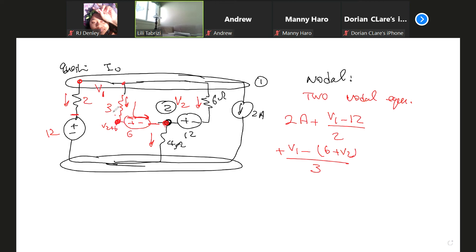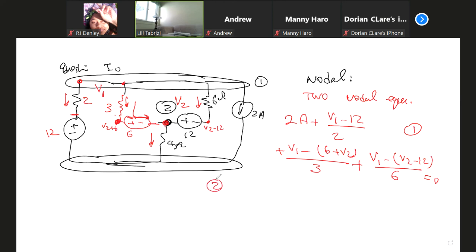What about this current leaving? This voltage, because it's connected to minus, is 12 volts lower than V2, because V2 is connected to plus. So it's equal to V1 minus V2 minus 12, divided by 6, equal to 0. Okay, so this is equation 1, nodal equation 1.